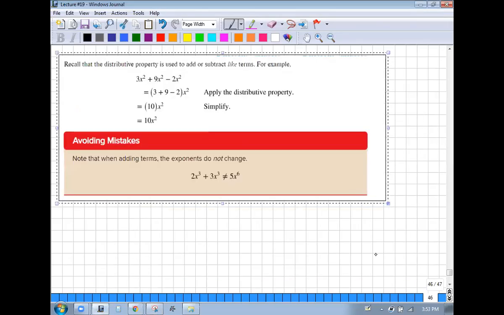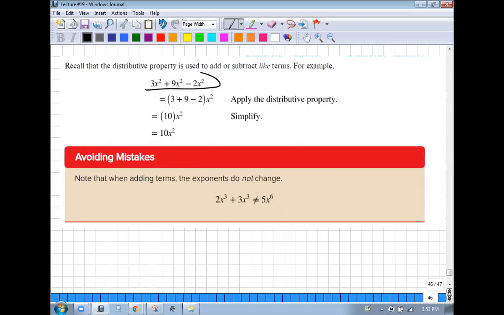All right, so for example, these are all like terms. I can just add them together. I have 3 plus 9 minus 2. I have 10x squareds here. So the exponents don't change. I got x cubes here, right? So 2x cubed and 3x cubed gives me 5x cubed. We're adding cubes here. You wouldn't end up with an x to the sixth. You only end up with an x to the sixth if I have an x cubed times an x cubed.